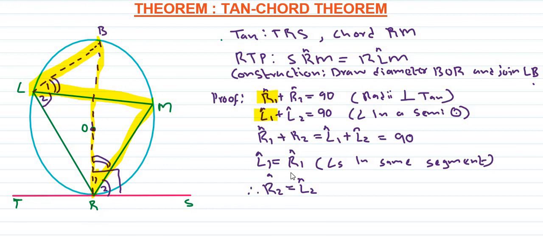And then we prove it: R2 is angle S R M, therefore angle S R M equals R2, which equals L2, which is angle R L M. So angle S R M equals angle R L M. This proves the Tan-Chord Theorem.